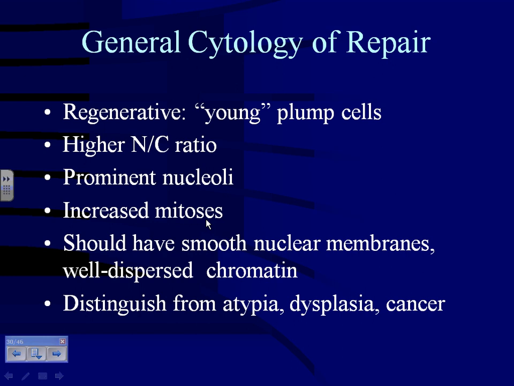So it's common to see prominent nucleoli. They also are going to have mitoses, okay? But unlike dysplastic or malignant cells, that are of concern, they will retain smooth membranes to the nuclei and well-dispersed chromatin. Okay, so it is important to be able to understand these differences so you don't mix them up with true atypias, dysplasias, and cancers.